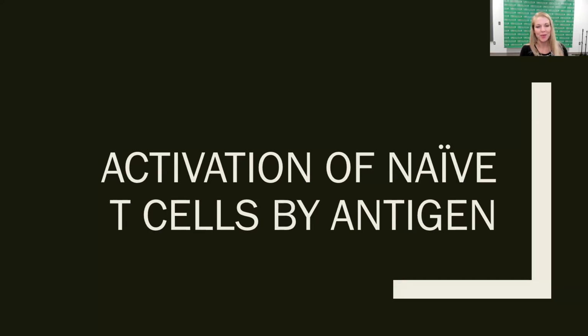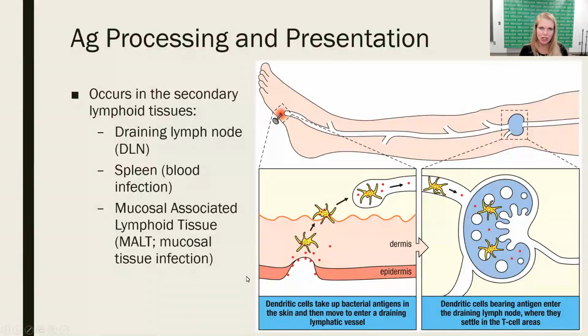Okay, we are going to look at taking a naive but mature T cell and getting it to become activated. And this is going to happen through interaction with specific antigen. Now, the way that we're going to talk about this, it tends to be kind of an easy way to look at it, where there's a break in the skin and the pathogen gets in that way.